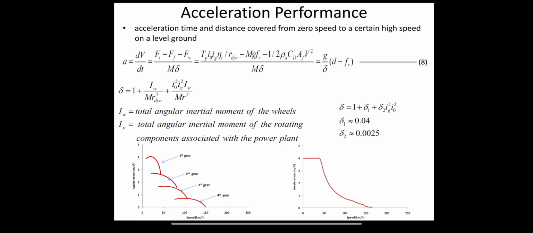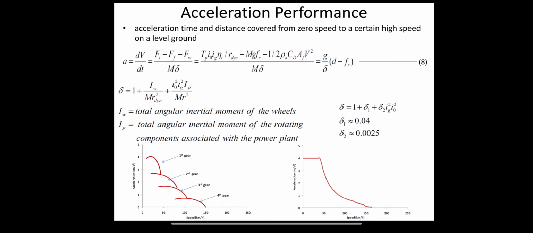Next is the acceleration performance. The acceleration of the vehicle is defined by its acceleration time and the distance covered from zero speed to a certain high speed on level ground. We often hear that a vehicle goes from 0 to 100 kilometers per hour in 6 seconds or 10 seconds. That is what we call the acceleration performance.